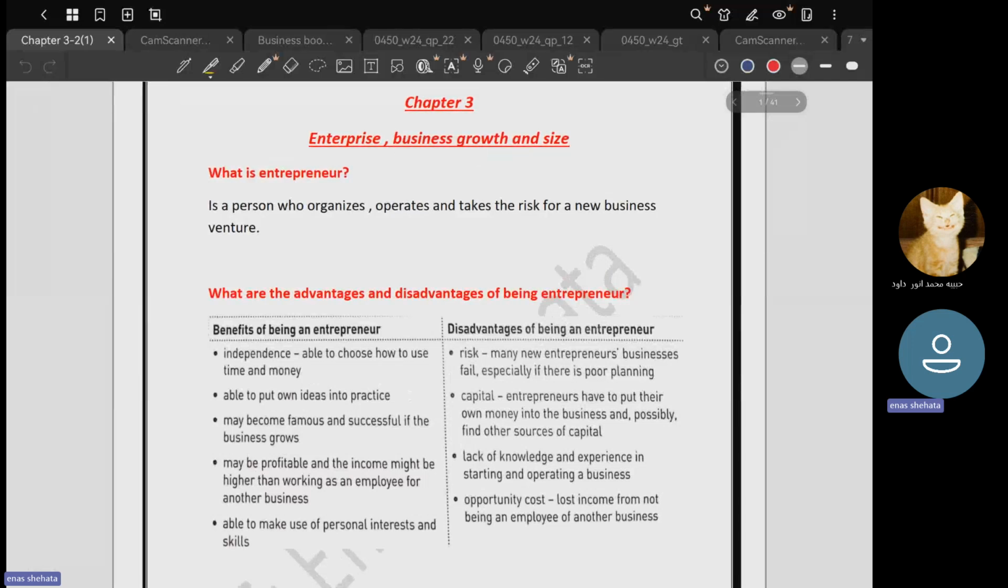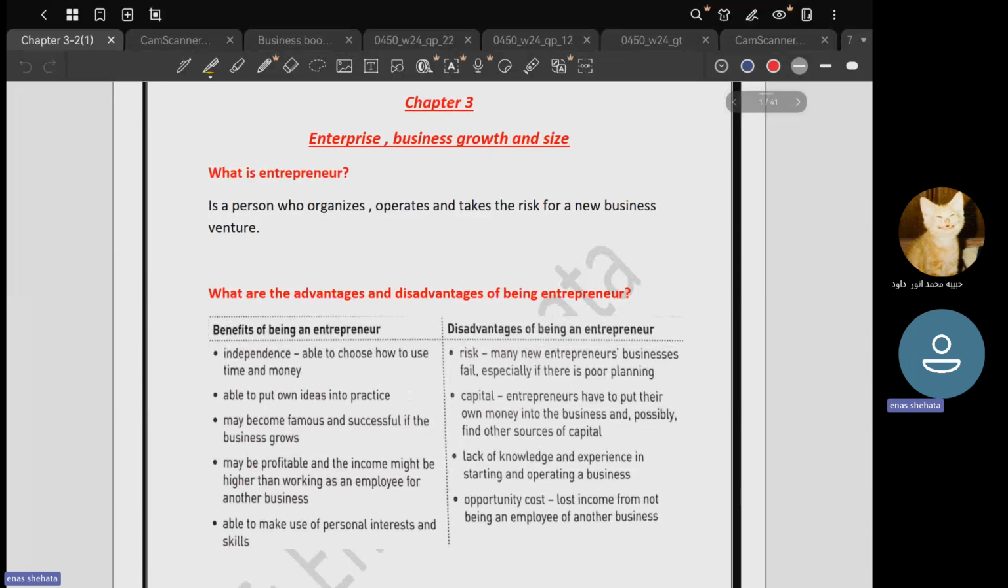I want to expand my business. I want my business to be small. I want to work 10 hours per day. I want to work 5 days per week, or maybe 7 days per week, or whatever. It's your own business, so it's your own choice. So you have freedom to choose how to use time and money.